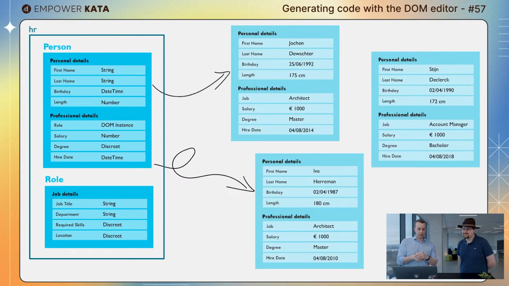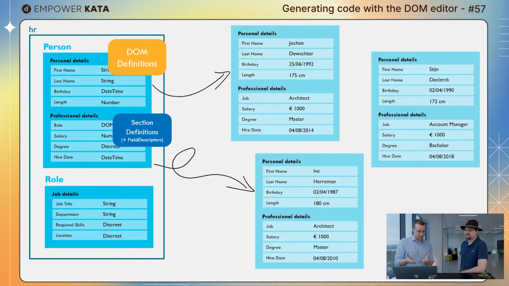So maybe first we can take a look at DOM, maybe do a quick recap. So I just put on my screen a small overview of a DOM definition and a couple of DOM instances. So what's a DOM definition? It's basically a collection of data fields that you can use. So my DOM definition is built out of multiple section definitions. So I have a DOM definition for a person, and it has two sections, personal details and professional details. So the DOM definition is the person, the section definitions are the personal details or the professional details. And then my section contains so-called field descriptors, which are fields where my data will be present once you make an instance of this.